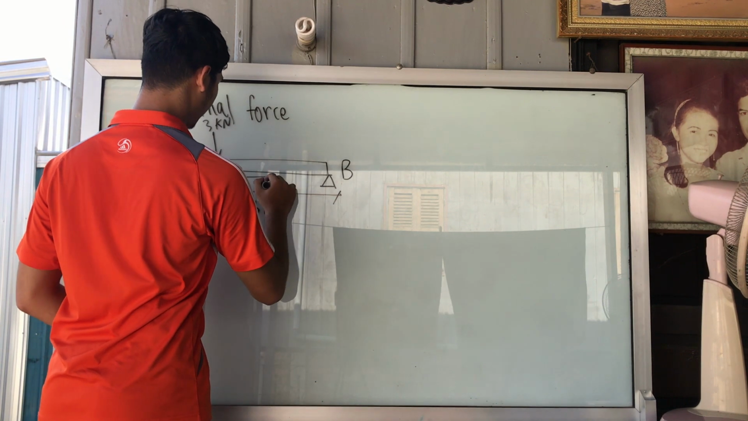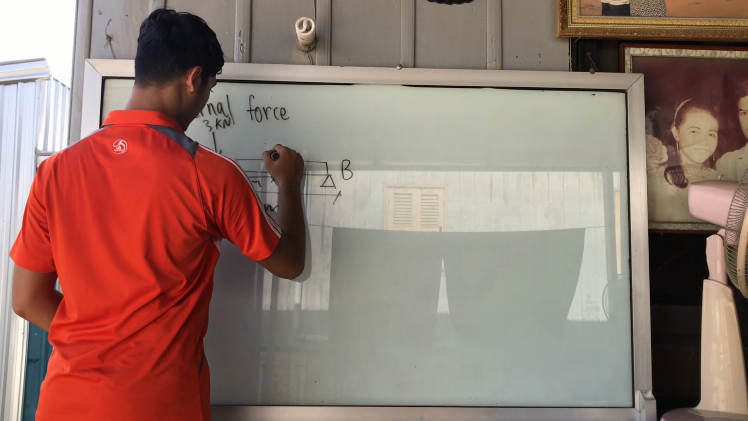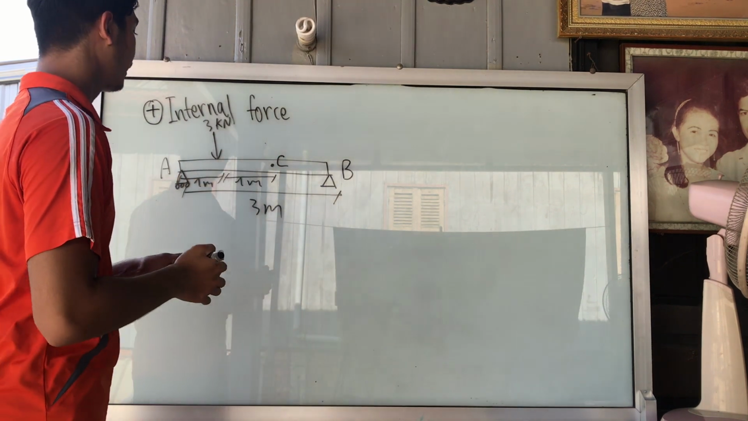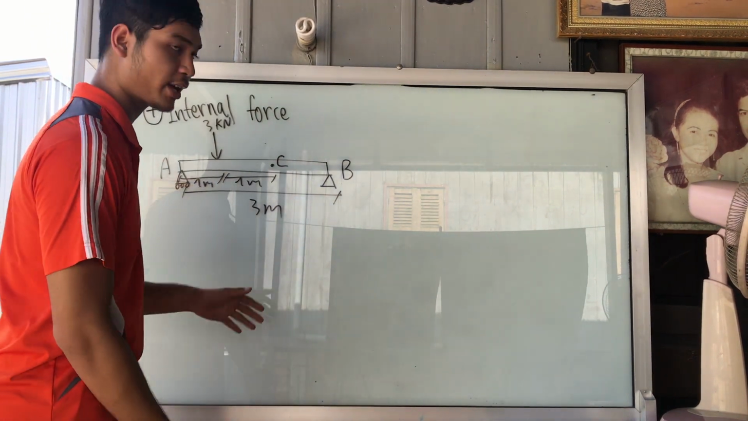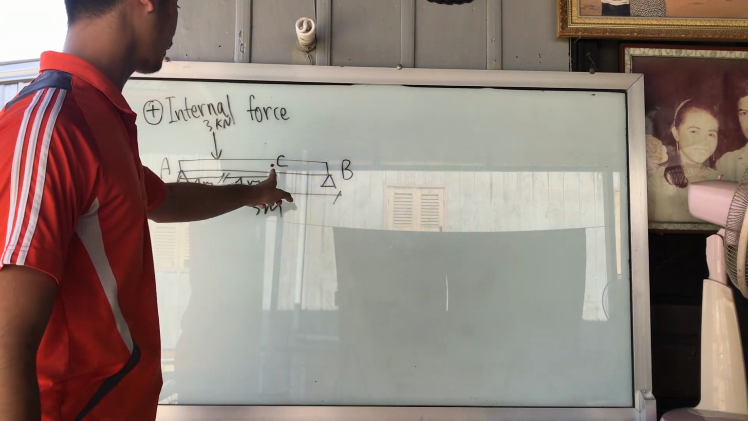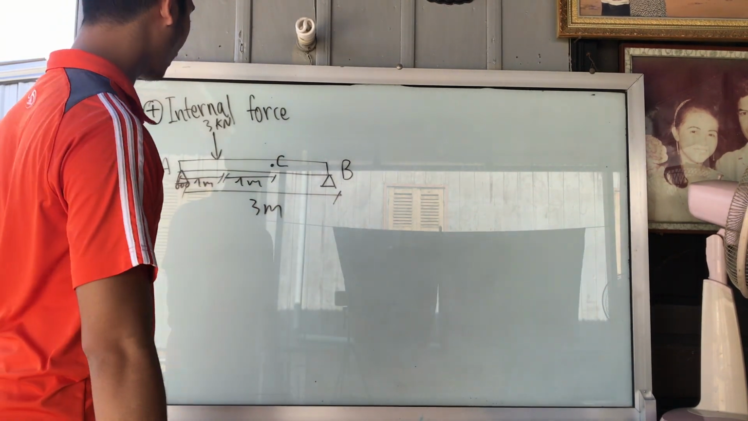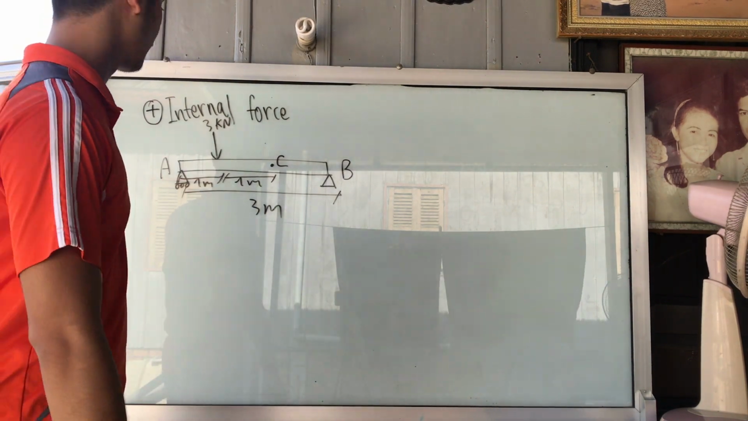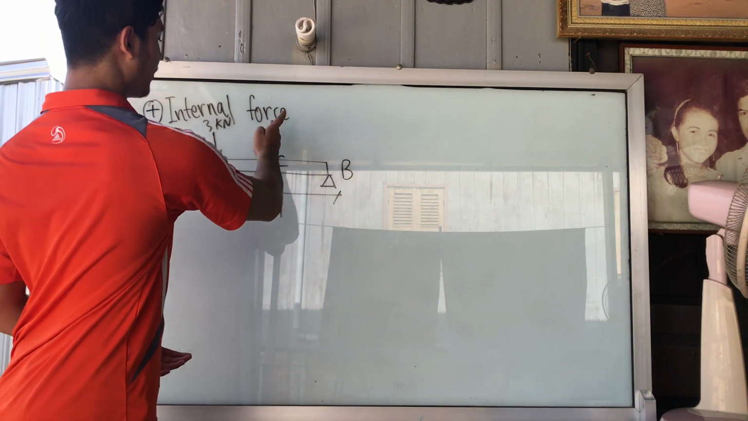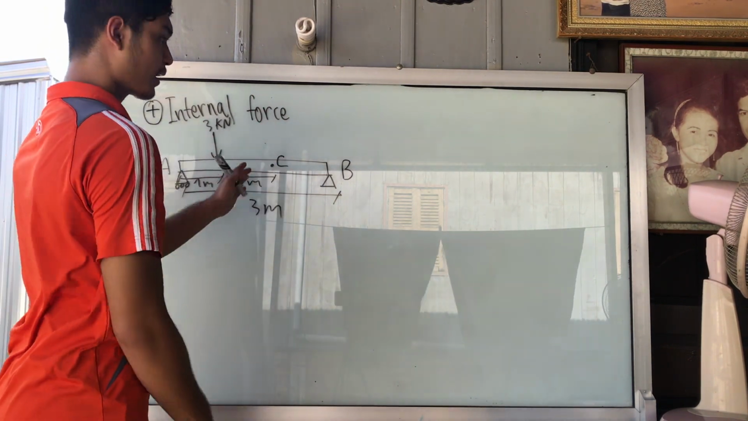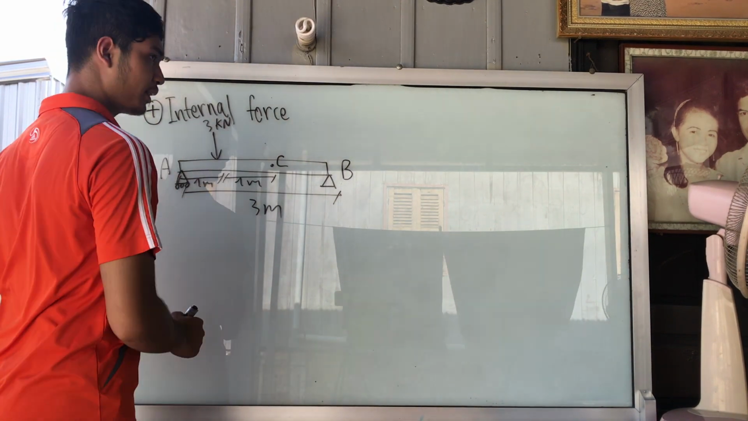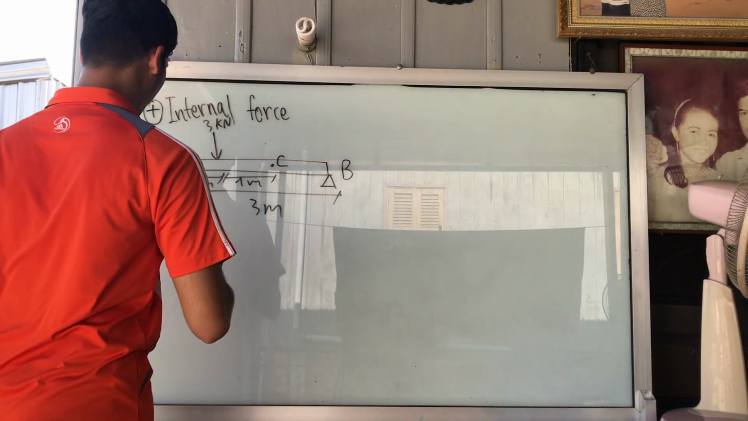Point C. So find the reaction force at point C. Also find the internal force at point C. In order to find the internal force, first we show the reaction force, and then we draw the free body diagram. We cut the force at point C. So let me draw the whole body free body diagram.